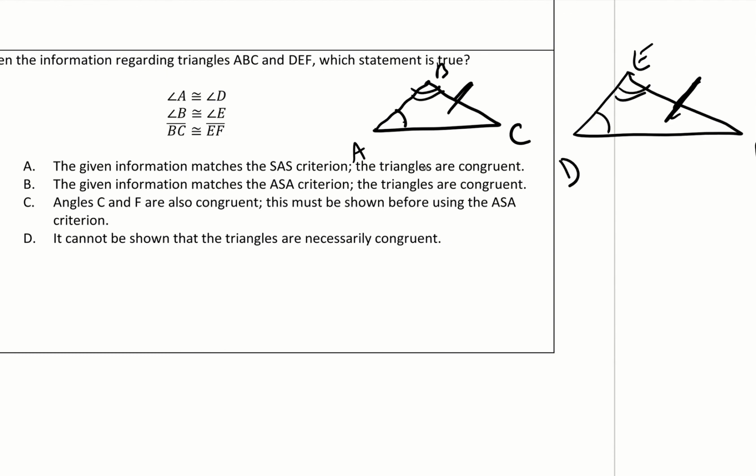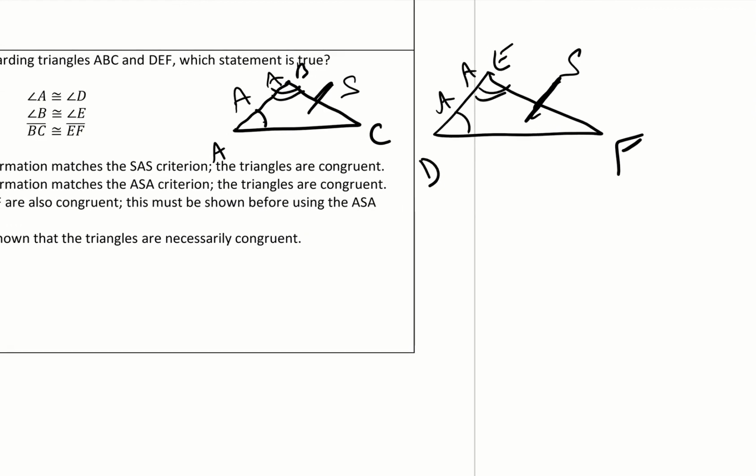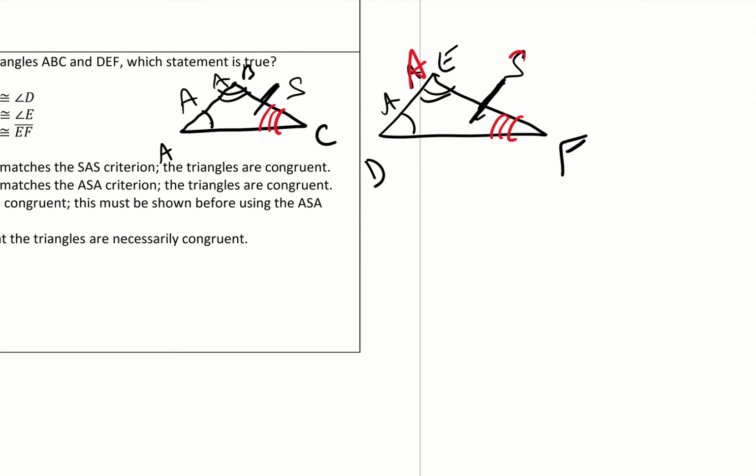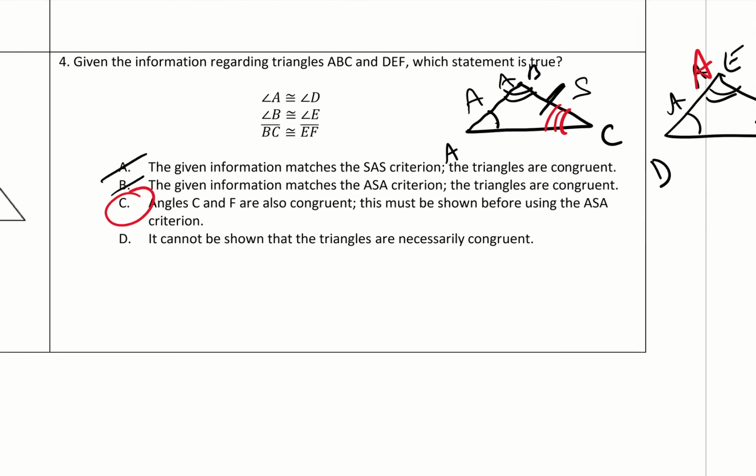So the given information matches the SAS criterion, so the triangles must be congruent? No, they give us an angle and a side. Angle and a side. So it must be AAS, right? Not ASA. Angles C and F are also congruent. And the answer is yes, these are congruent because the other two are congruent, and then it could be shown by ASA. We could do AAS, but we can also do ASA if we knew that F is congruent to C, which it is. So there you go. There's my answer.